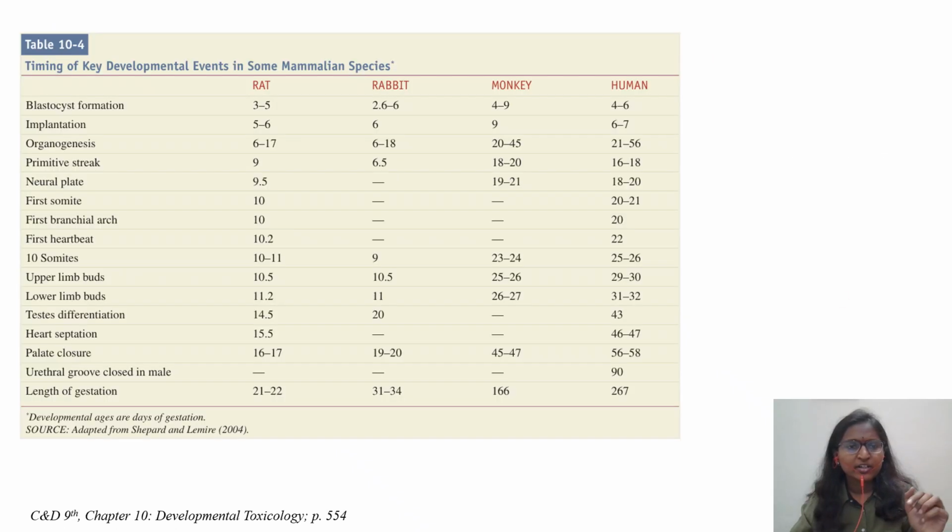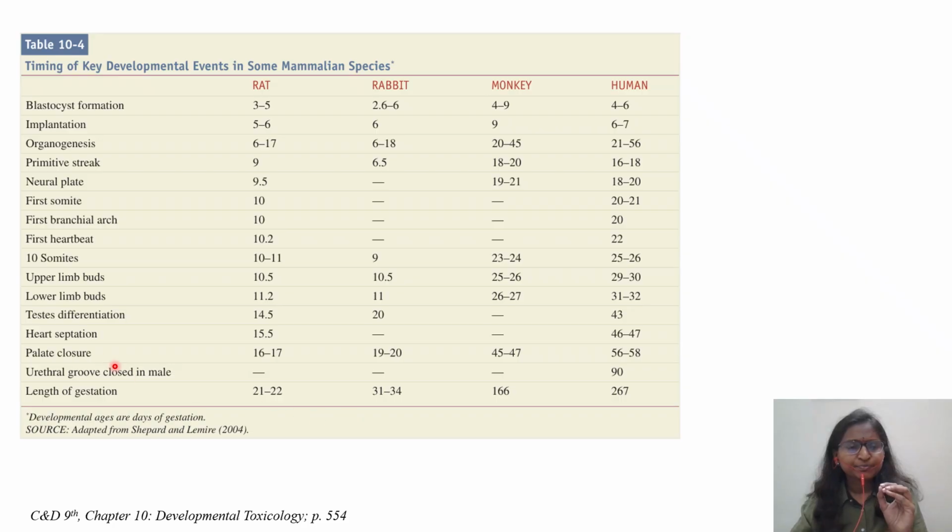Remember the table, right? Probably the previous slide, it will be difficult for you to remember. Pause the video. Those important points were taken from the Clayson CD summary. Casarett and Doull's summary book is around 600 to 700 pages, and from that I have taken my notes. And this table is given in Casarett and Doull 9th edition, chapter number 10, Developmental Toxicology, page number 554. You can directly remember this table.